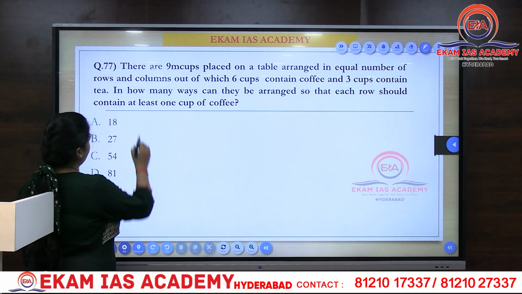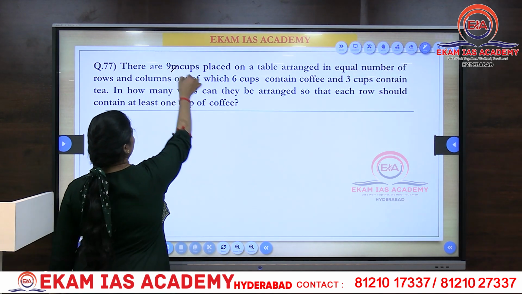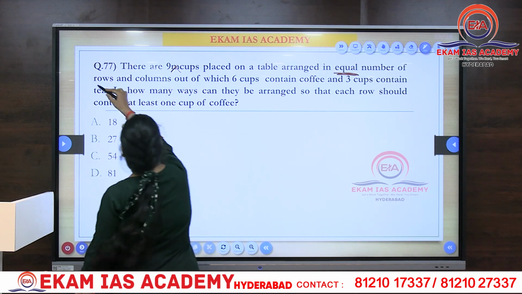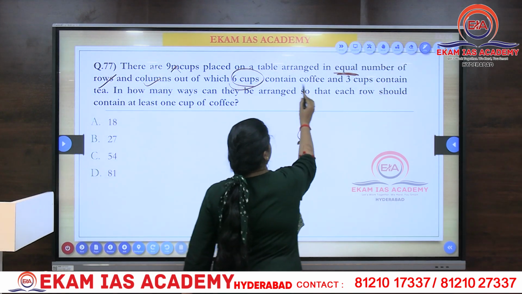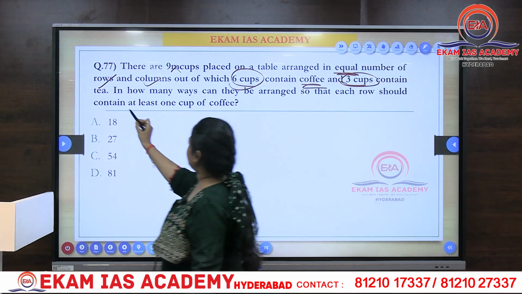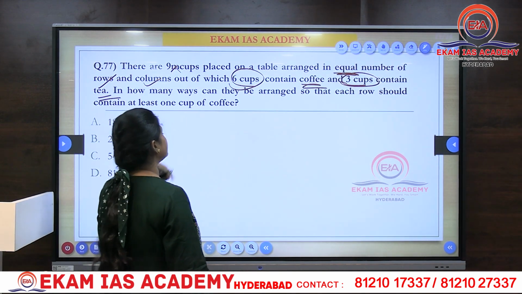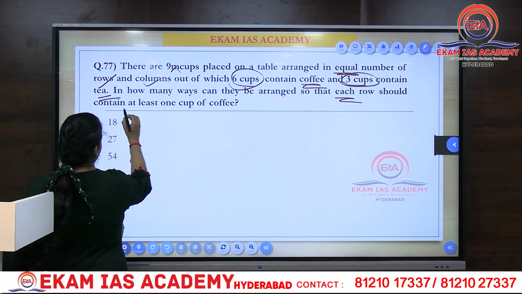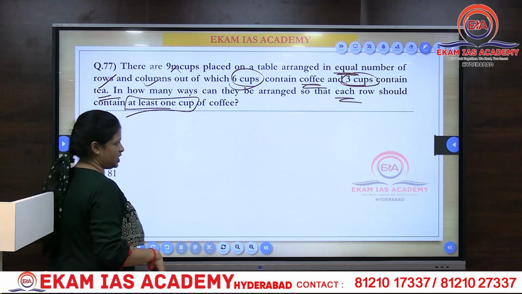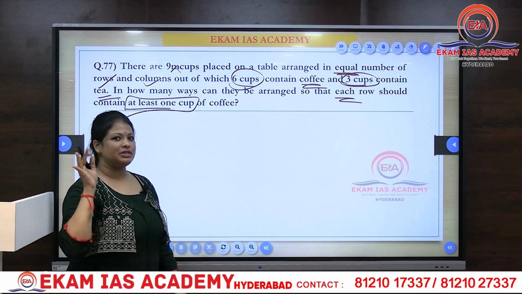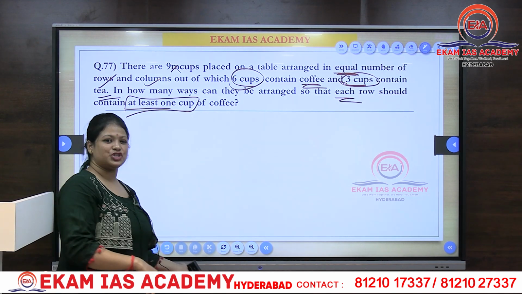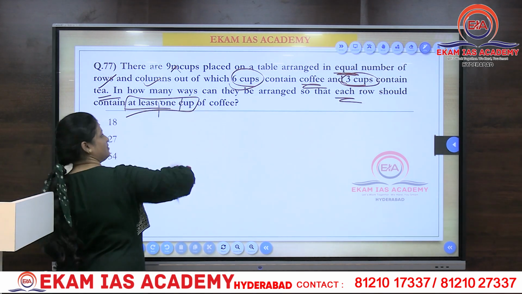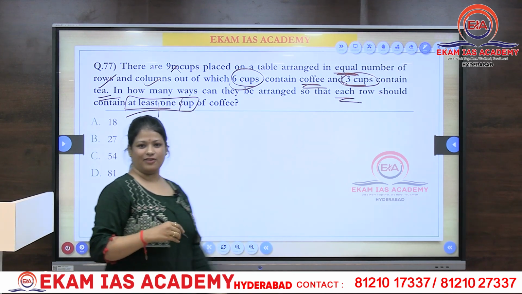Moving on to the next one, there are 9, sorry, there is no M here. There are 9 cups placed on a table arranged in an equal number of rows and columns, out of which 6 cups contain coffee, 3 cups contain tea. In how many ways can they be arranged so that each row should contain at least 1 cup of coffee? So I have told this previously in some other question. Please pay attention to little words. At least 1, arranged, equal, fine.